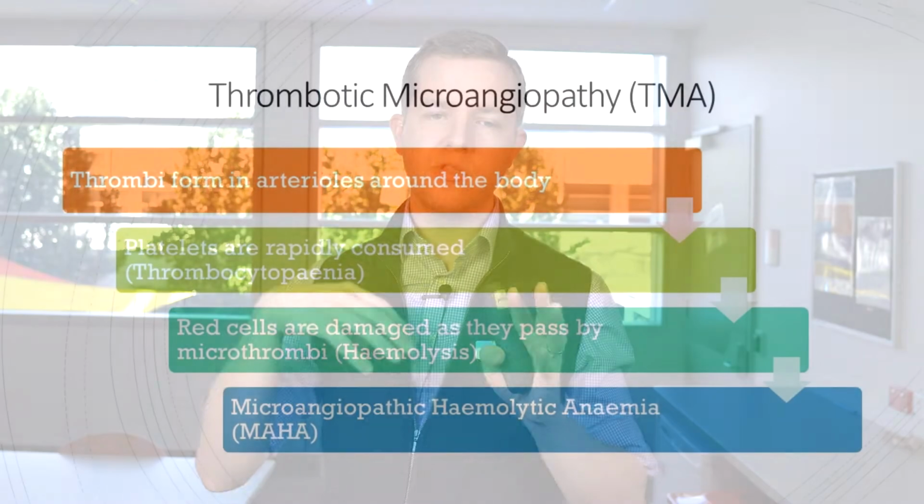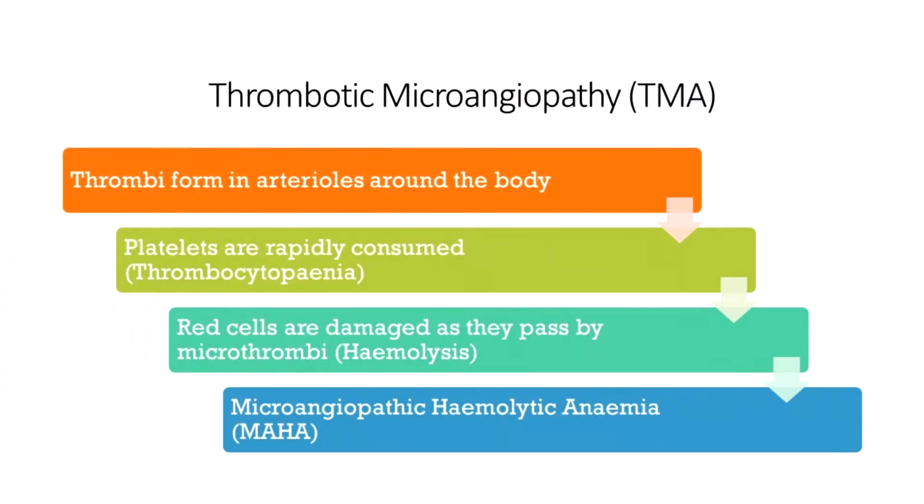So we get this thrombus forming in arterioles, lots of small clots all over the body. We then get thrombocytopenia because the platelets are consumed with all of those mini platelet plugs being formed. And then as the red cells, which are quite large cells, go through those small vessels, they're literally shredded by those microthrombi, and that causes hemolysis and naturally an anemia that results from that.